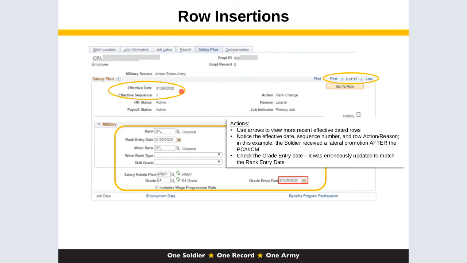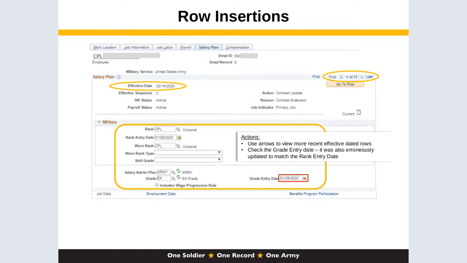Look here at this grade entry date. That was changed to match the effective date of the lateral promotion, so that is incorrect. For lateral appointments, the grade entry date remains the same date that the soldier entered the grade. In this case, it would be that July 2015 date that we saw on row 4. So this requires a correction.